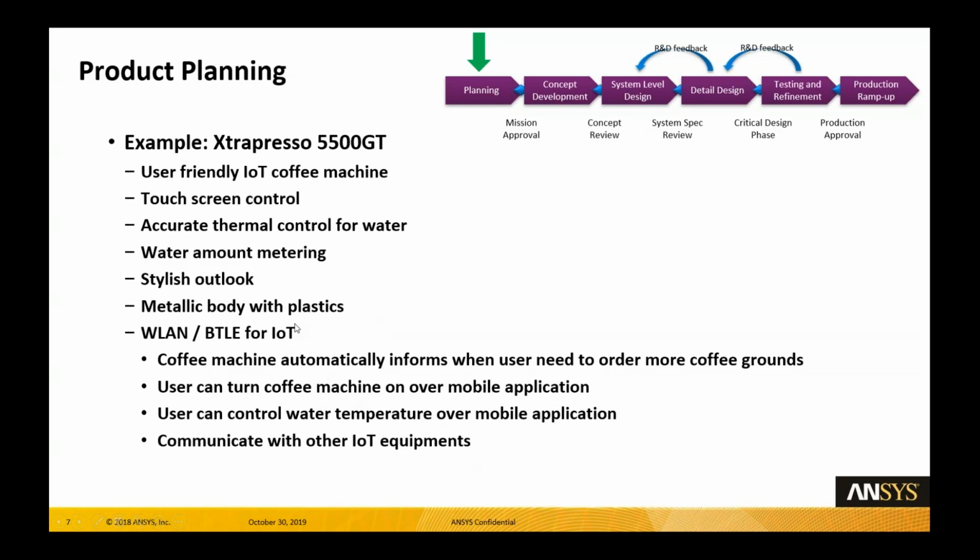So let's take a product planning. The example would be a user-friendly IoT coffee machine that has a touch screen control. So we're at a planning stage, as if we're trying to design this product, this coffee machine. So some of the specs we have talked about: after touch screen control, we also want this to have, say, maybe accurate thermal control for water, water amount metering. At the same time, we want this to have a stylish outlook, metallic body with plastics, and Wi-Fi connection for IoT.